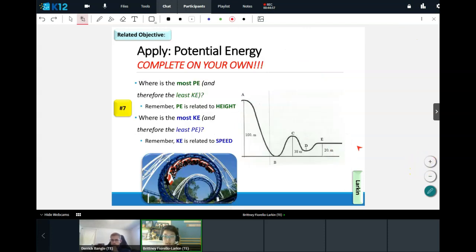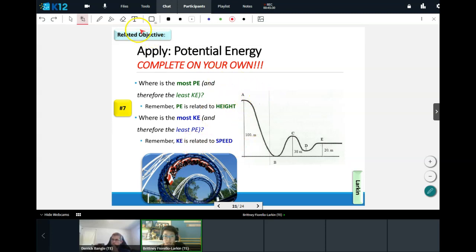All right, so our last question here. Thank you, Kai. Our last question is, where is the most potential energy, therefore the least kinetic energy? Potential energy is related to height, so we need to think about where we have the most height. The second part of number 7 is matching where the most kinetic energy is. So think about where we have the least potential energy, the least height, and the most kinetic energy, the most speed.